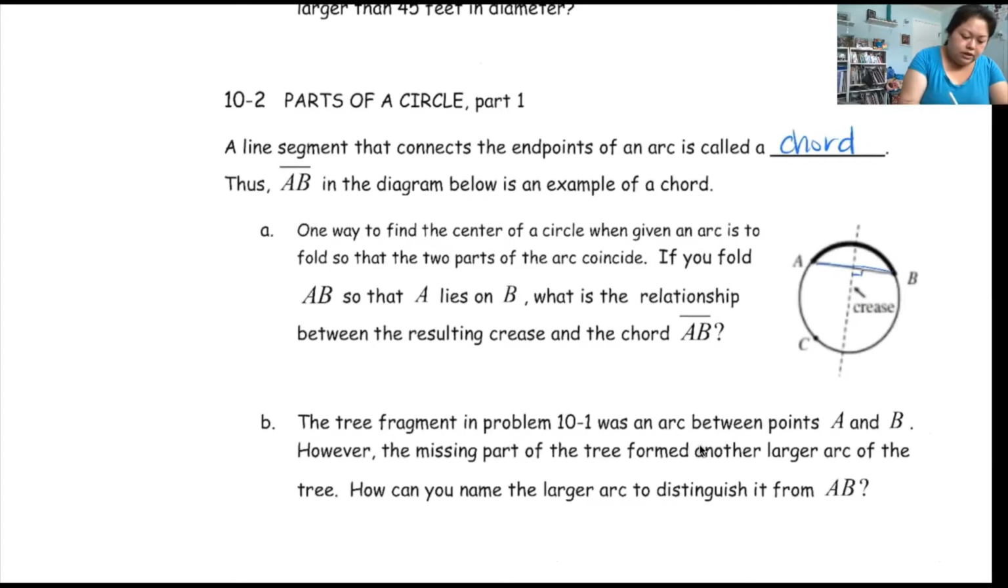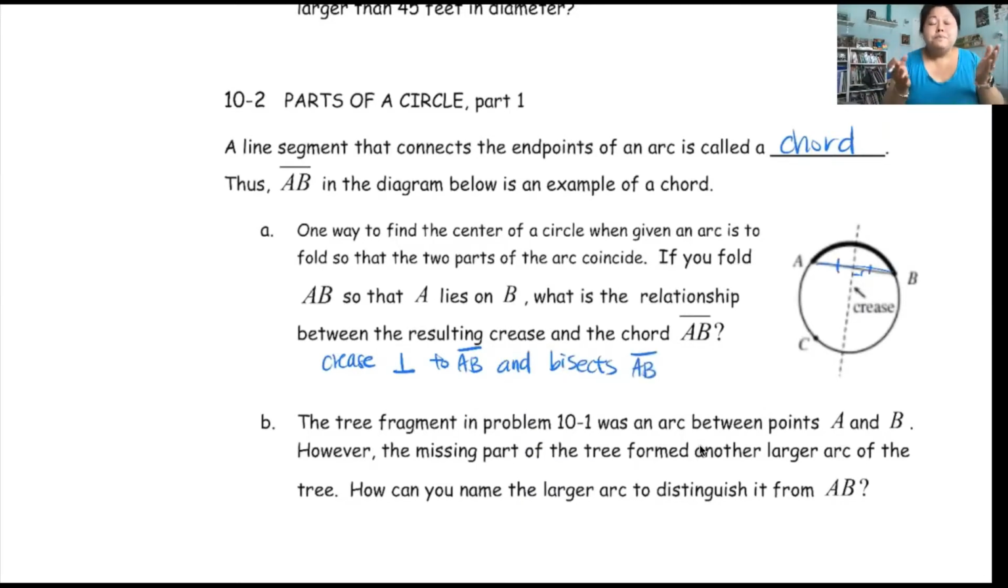So the crease is perpendicular to AB and bisects AB. So it cuts AB in half because remember, when you fold it, it's a mirror image. So that means the right side and left side are exactly the same, and it makes 90-degree angles because this is a fold that's exactly in half. You see that the fold is perpendicular to your line there.